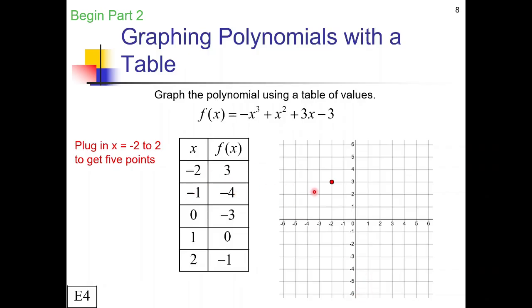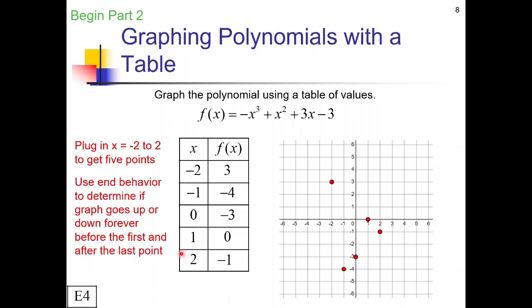So now we've got -1, -4, that's down here. 0, -3 is right here. And then we have 1, 0, and 2, -1. So one other crucial element to this, I could connect these dots and get something, but I don't really know what's happening to the left of my first dot and to the right of my last one here. I could keep making more and more x values, but that's not necessarily going to tell me where this thing goes as x approaches negative infinity or positive infinity. To do that, I need to look at the end behavior.